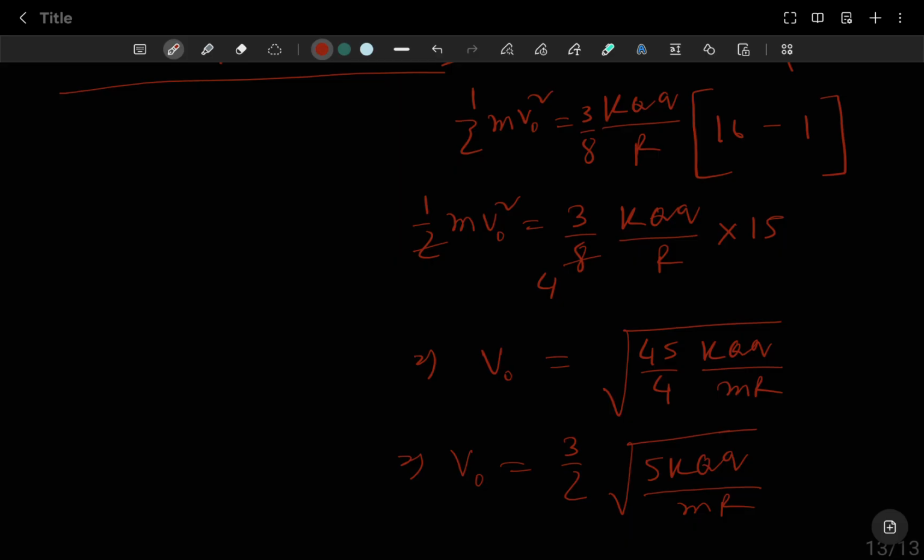Okay, so if I put 1 by 4 pi epsilon naught, it will make no difference. 3 by 2, 5 qq by 4 pi epsilon naught m. It will be like this.